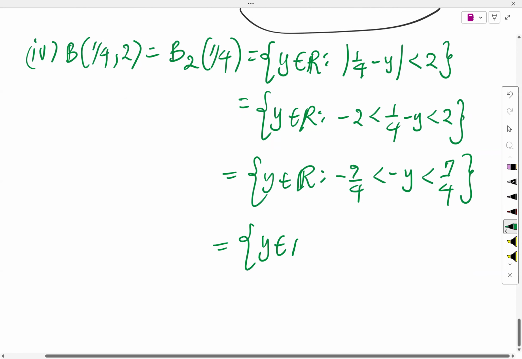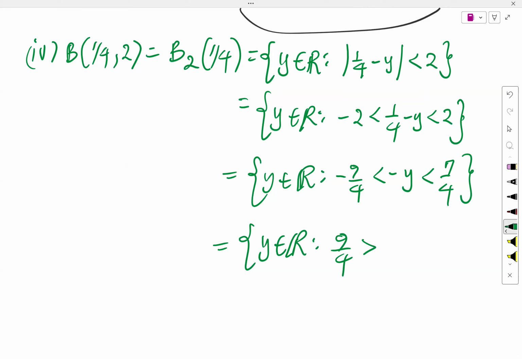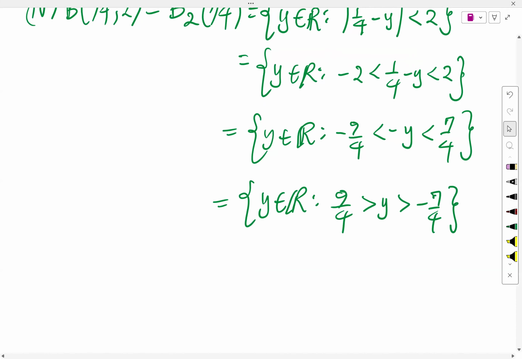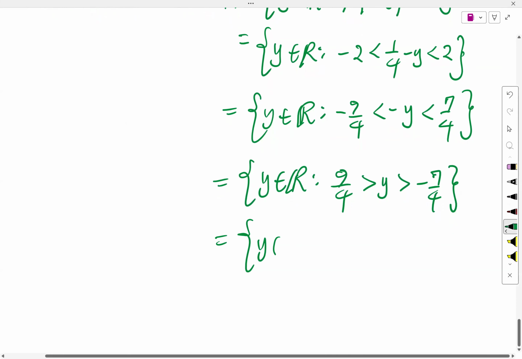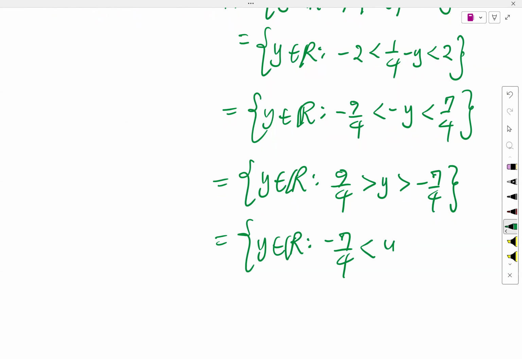So we have y in the real number system. Multiply through by minus 1, you have 9 over 4 is greater than y, which is greater than minus 7 over 4. And that can be rewritten as the collection of all y belonging to R such that minus 7 over 4 is less than y, is less than 9 over 4. And that is what describes the ball with center 1 over 4 and radius 2, basically. And that's how that has been.